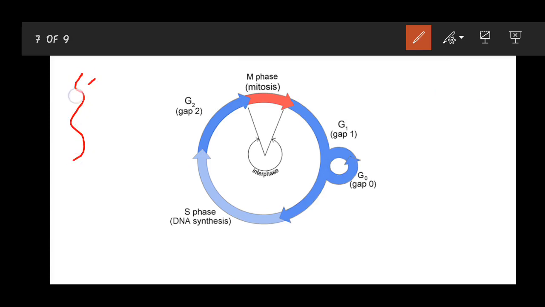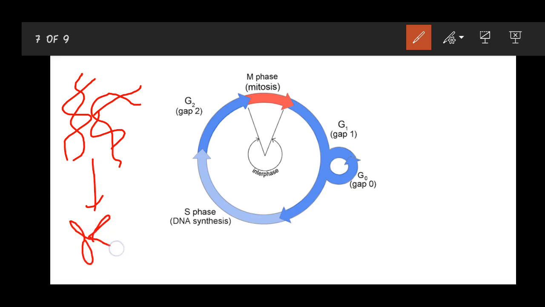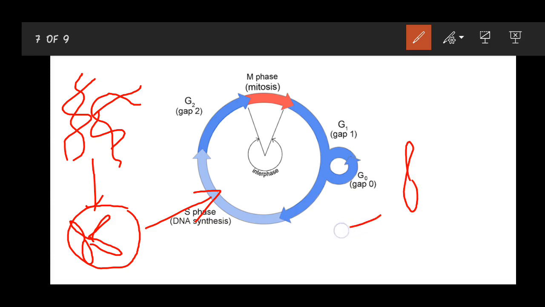So if this is a double helical DNA and now this has replicated, and if this is compacted, you will get a structure more or less like this, which is usually seen in the books, the structure of a chromosome like this. It is after S phase that you can see structures like this. That means the DNA has replicated and the structure will be like this.